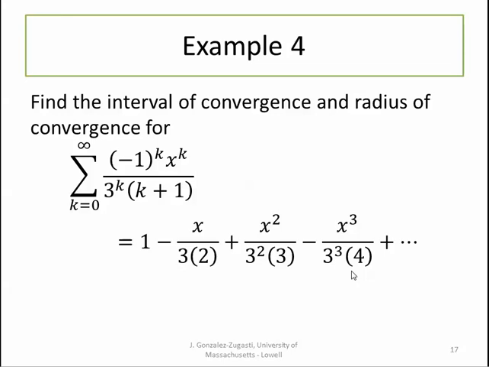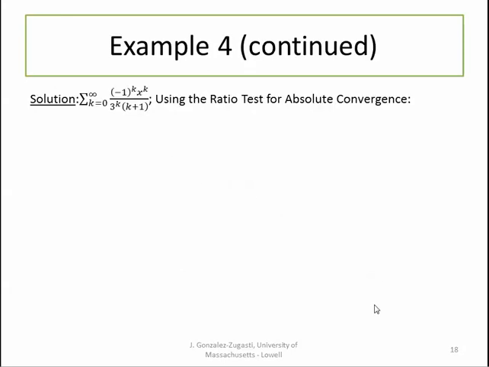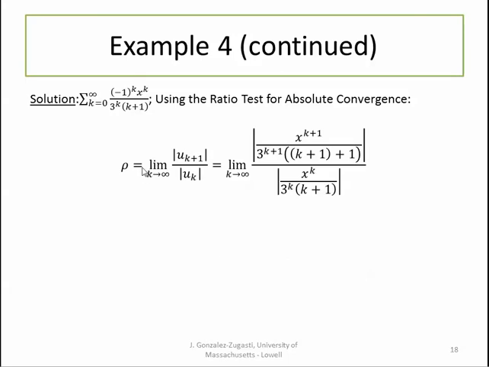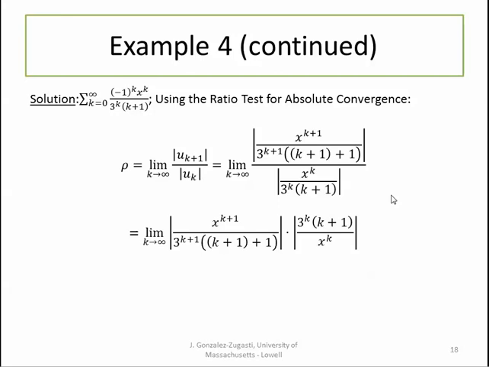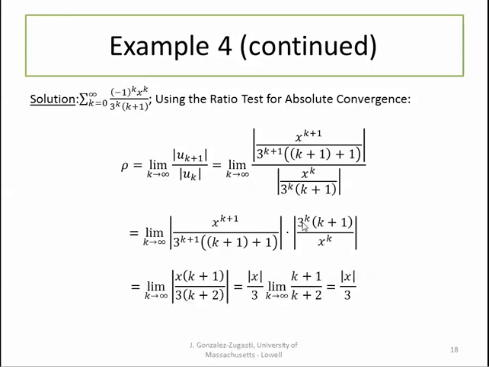In this example, let's find the interval of convergence and radius of convergence for this series. It's an alternating series, so we're going to use the ratio test for absolute convergence. We get that rho is equal to the limit of our k plus first term divided by our kth term. We set up the limit and simplify by multiplying by the reciprocal of the denominator. Once we do this, you can see that the 3 to the k and 3 to the k plus 1 are going to simplify down to 3.